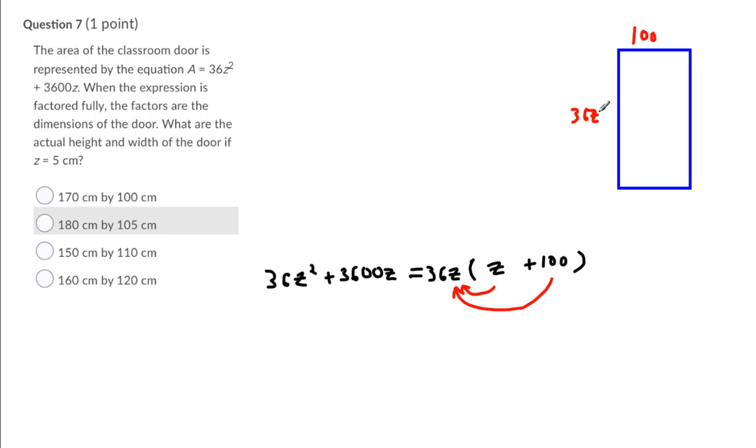So we said, okay, what happens when z equals 5, right? So let's do that up here. We're going to say 36 times 5.